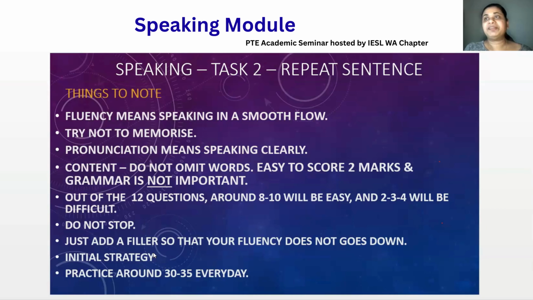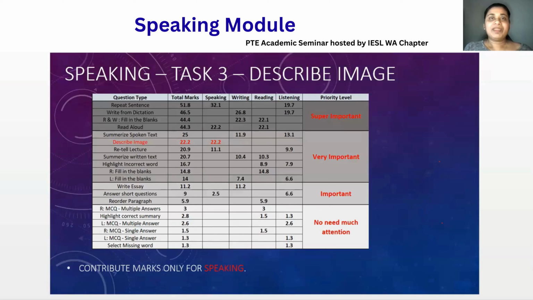Now let's discuss task 3, describe image. This question type is also really important because it gives you roughly 22 points for speaking. This will only contribute marks for speaking. So again, I have to let you know, until November 2024 last year, people used to use templates. Now that's not going to work anymore. Pearson has installed artificial intelligence software that detects templates. So memorized answers will get caught. So it will not work anymore.